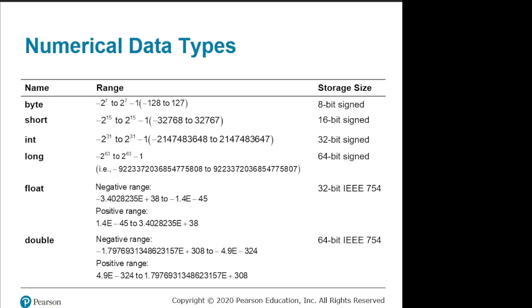Now, there are different numerical data types. Byte is 8 bits for storage, signed. And what that means is one of the bits determines if it's plus or minus.